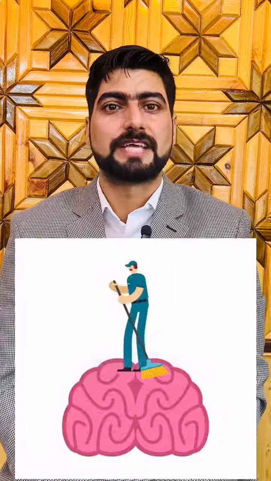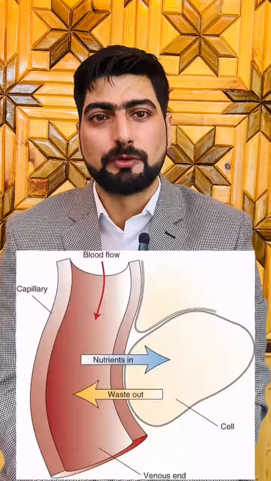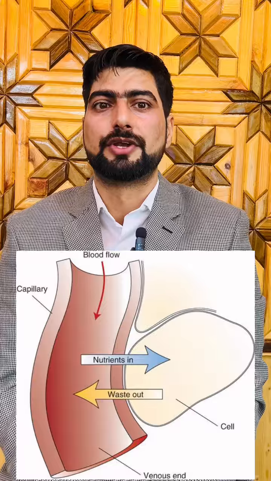Then let's talk about the functions of CSF. There are major functions. First, it acts as a shock absorber, which means in case of any sudden impact, it acts as a cushion in protecting our brain. Second, which is very important, it removes waste from the brain and helps our nervous system work properly. And third, it transports nutrients and supports neural metabolism.